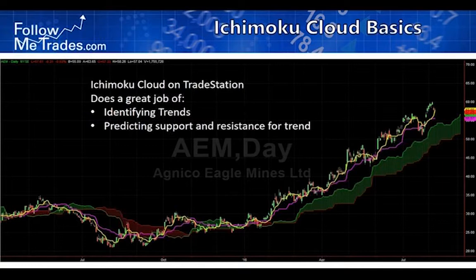Okay, so here's what it looks like on the screen. It's got a couple of lines: a purple line, a yellow line, a green line, a red line, and some shading in between. So let's walk through what those mean real quick. And if you're an Ichimoku Cloud guru, you're going to notice a missing line, and that's the Chiku line. I don't use that, and I'll talk about why. But just real quick, what are these lines?